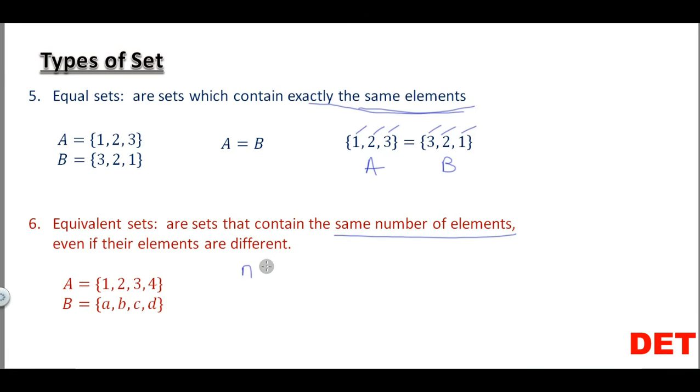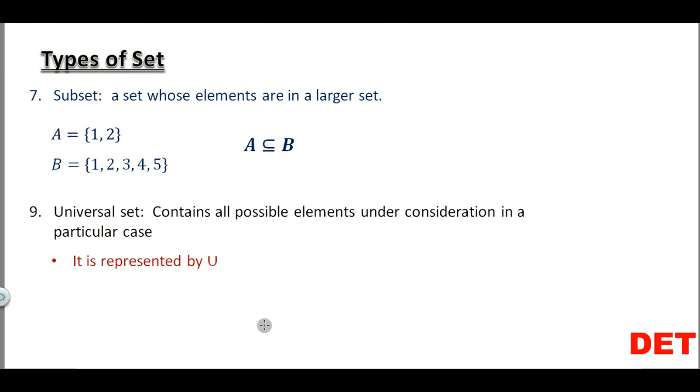So the number of elements in set A is equal to 4. We have 4 elements here: 1, 2, 3, 4. The number of elements in set B is equal to 4 as well. We have 4 elements here: 1, 2, 3, 4, A, B, C, D. All right. So because set A and set B have the same number of elements, we refer to set A and B as equivalent sets.